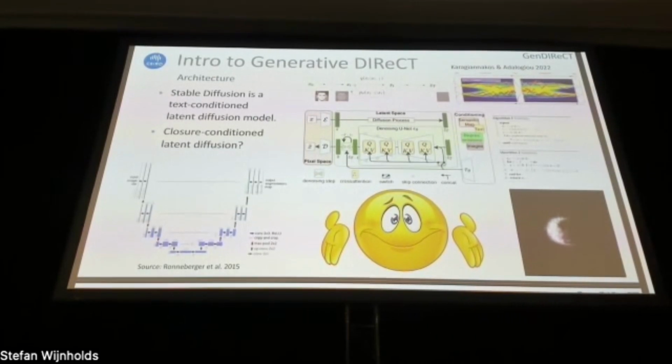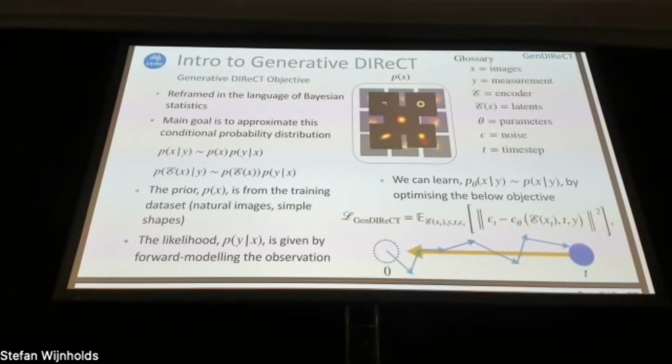And so if you were anything like me, maybe 1.5 or 2 years ago, you probably understand all those words, but if all those words are put together, what does that actually mean, right? So what I've done is I've reframed the whole objective of the generative direct in the language of Bayesian statistics, which probably more of you are familiar with. So the main goal is to approximate the conditional probability distribution called the posterior. So it's the probability distribution of X, which is the images, conditioned on Y, which is the measurement.